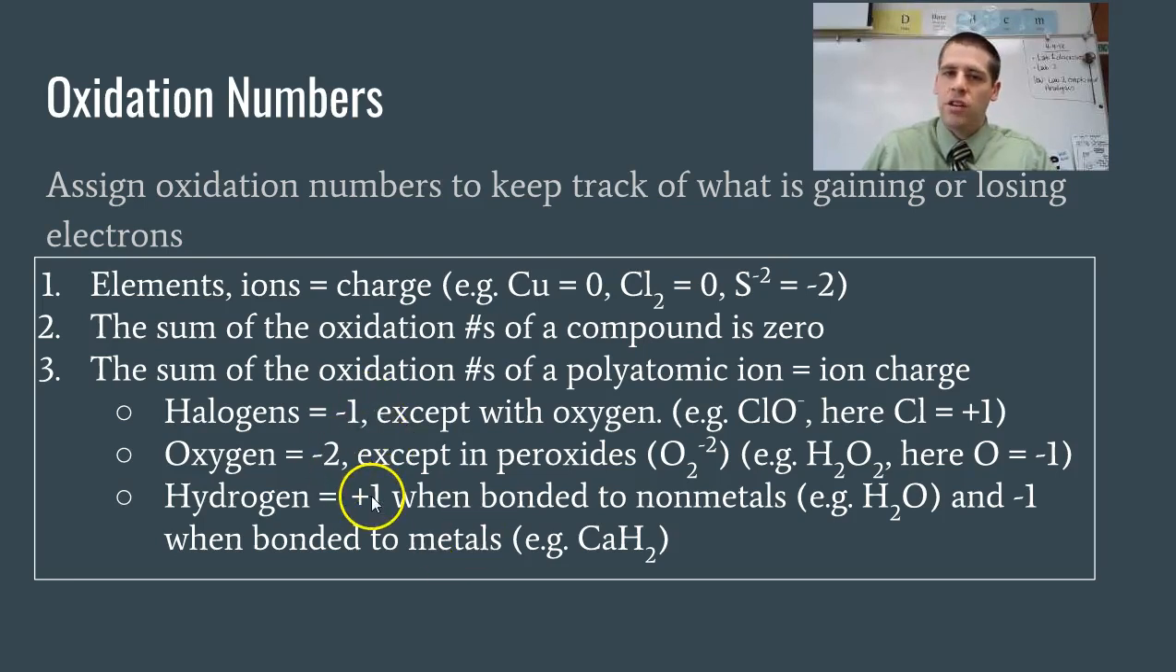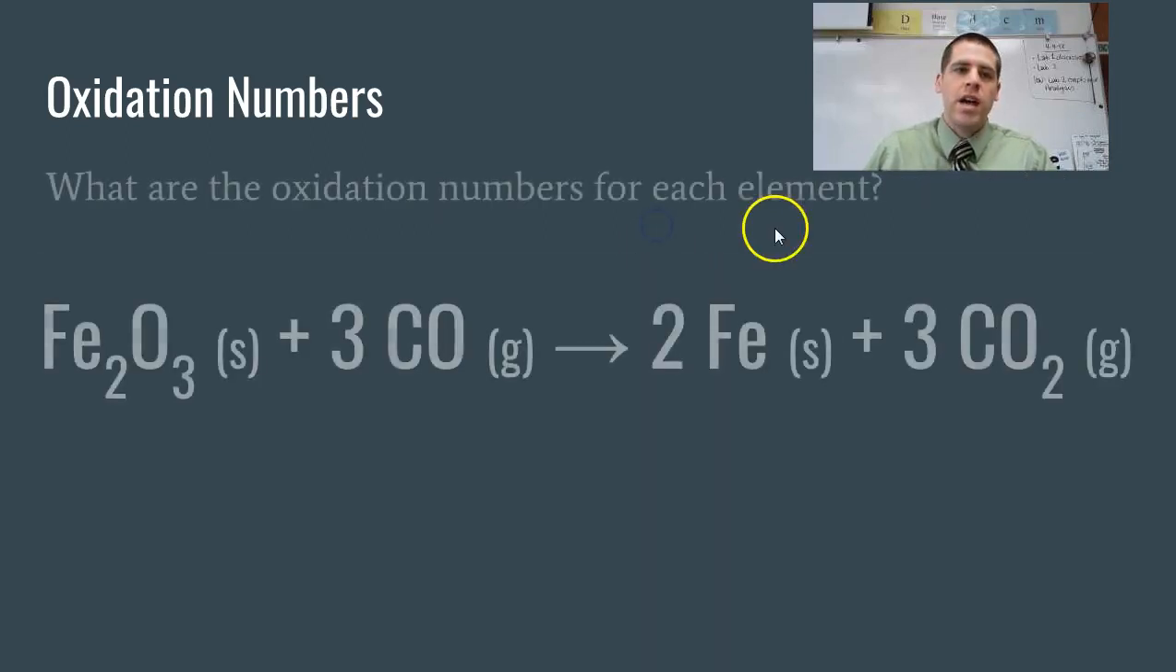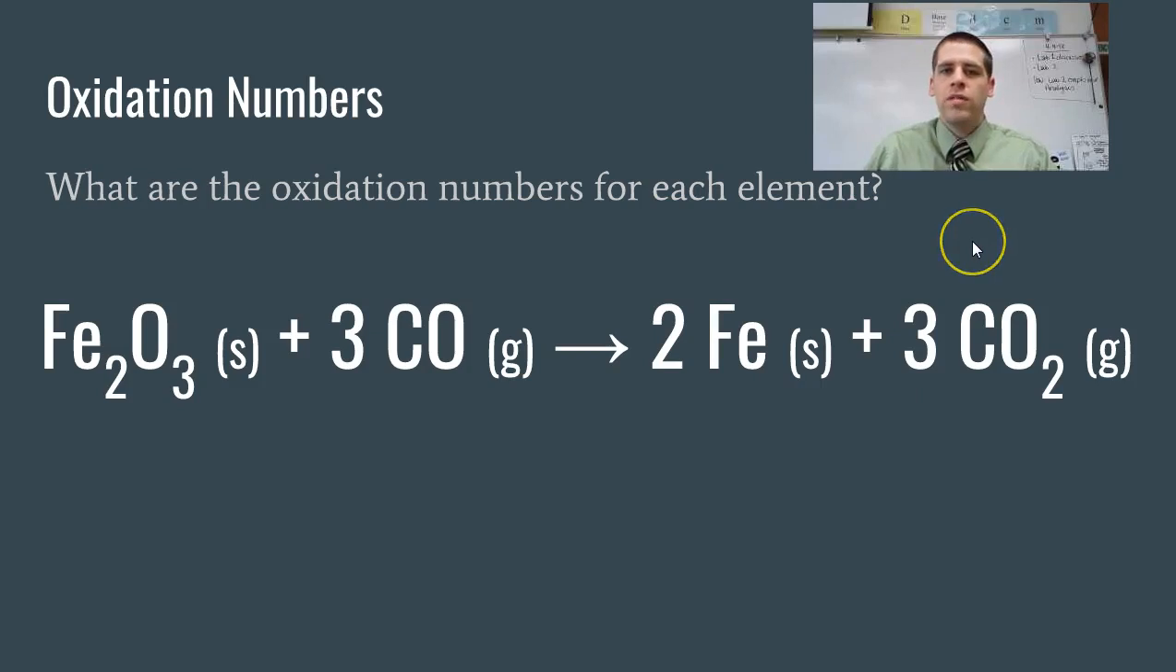Here's a couple more guidelines that are helpful. It's important to remember that halogens are pretty much always -1, oxygen is pretty much always -2, and hydrogen is pretty much always +1. So that kind of helps us with figuring out what's what. Let's look at an example. So let's assign oxidation numbers for every element in this reaction.